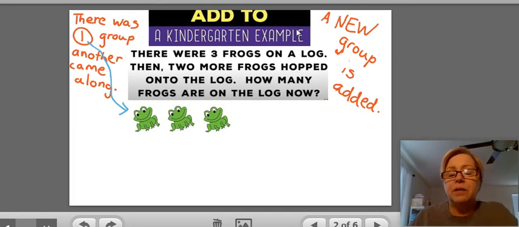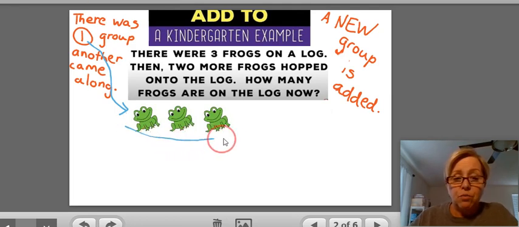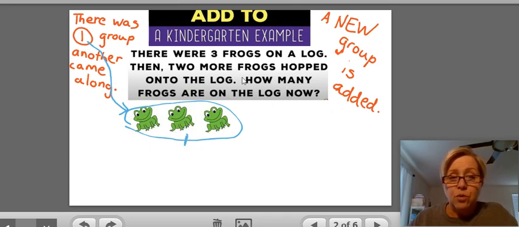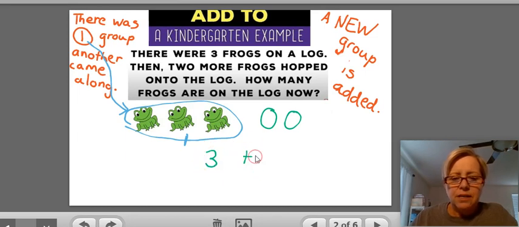Here would be an example of an add to story problem. Okay, there were 3 frogs on a log. Then 2 more frogs hopped onto the log. How many frogs are on the log now? So again, do you see there was only one group, right? We had one group, and then another group hopped along. So I'll make them green just to be frogs. 2 more came along, 1, 2, right, out of nowhere. So we had 3 plus 2 equals 5.